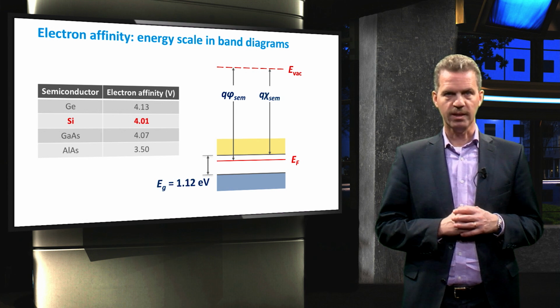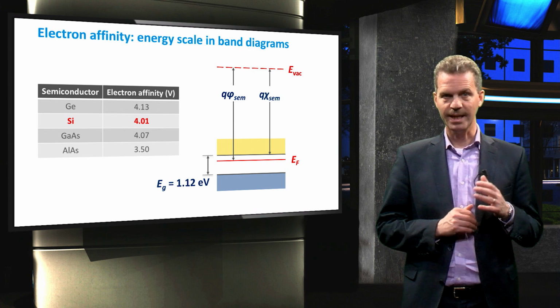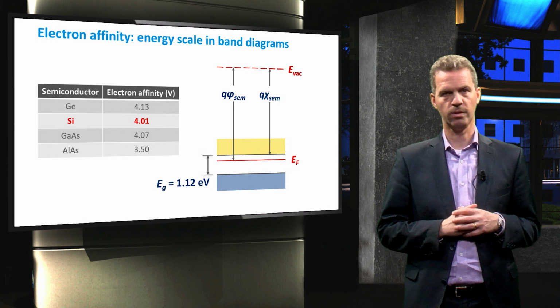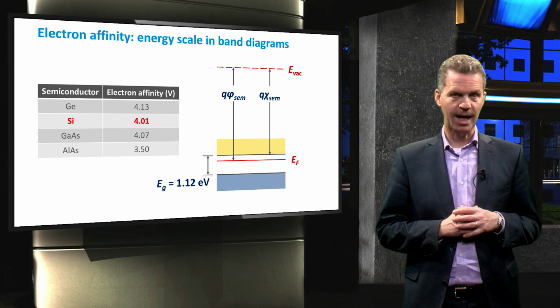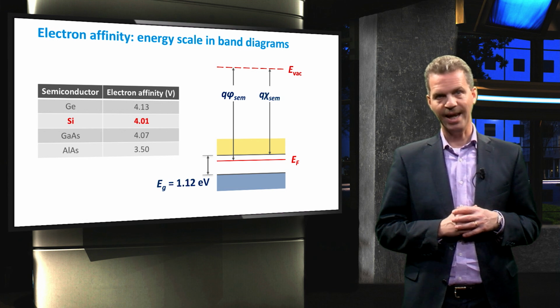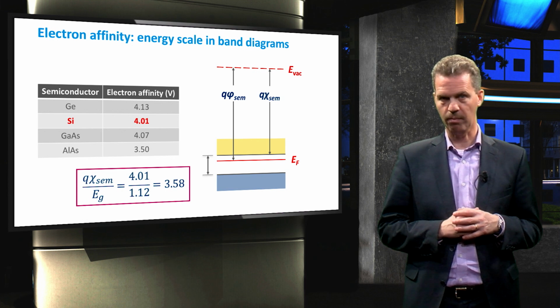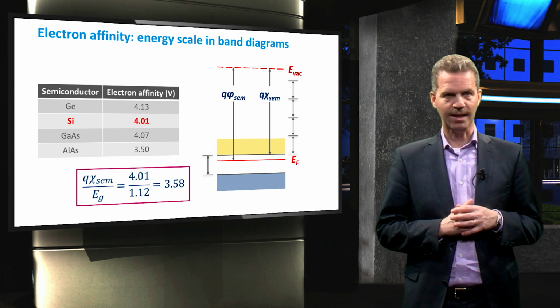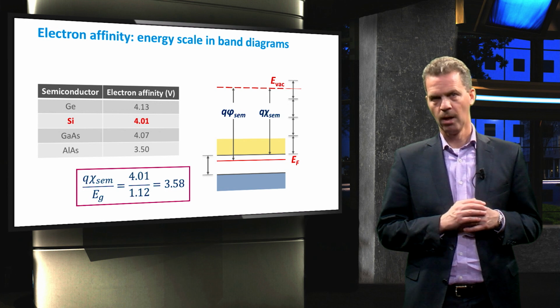The band gap of silicon is 1.12 electron volts, and when we look in the table, we see that the electron affinity of silicon is just over 4 electron volts. If we were to draw the electron affinity to the correct scale in the band diagram, this energy difference should be 3.58 times the band gap energy. Drawing this band diagram, we see that in this specific case, the vacuum level should be drawn lower, like is shown here.